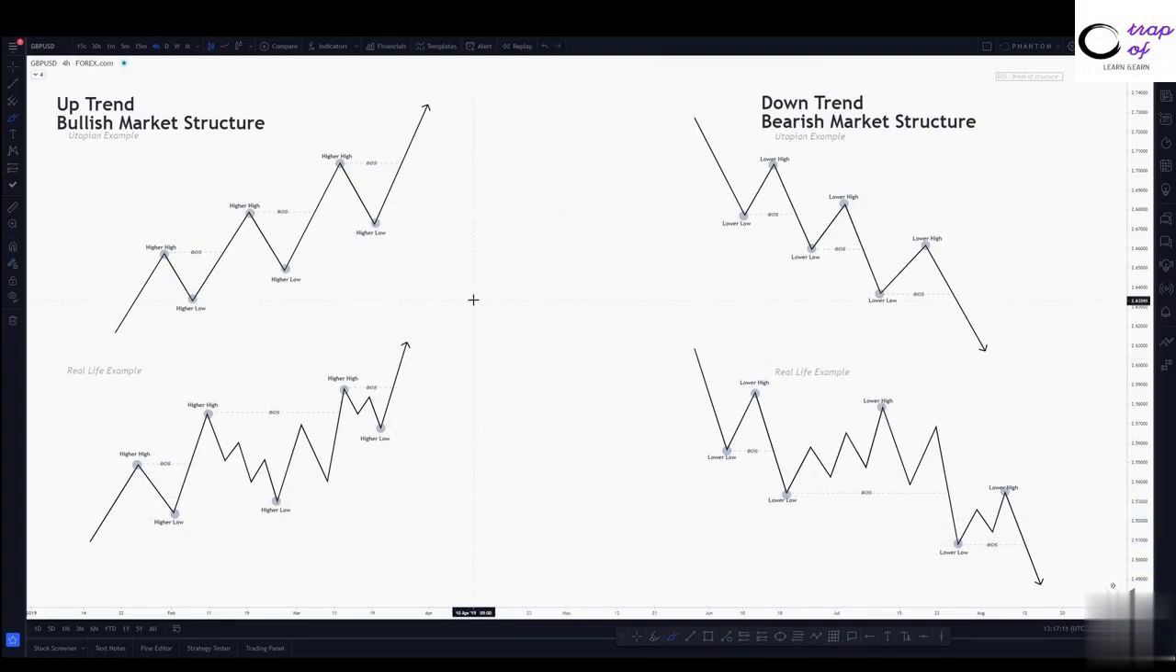And on the flip side, if we're looking for a bear trend, we're looking for lower lows and lower highs to be created. Then, while we are waiting for our next lower low to be created, we're trading within this price range.